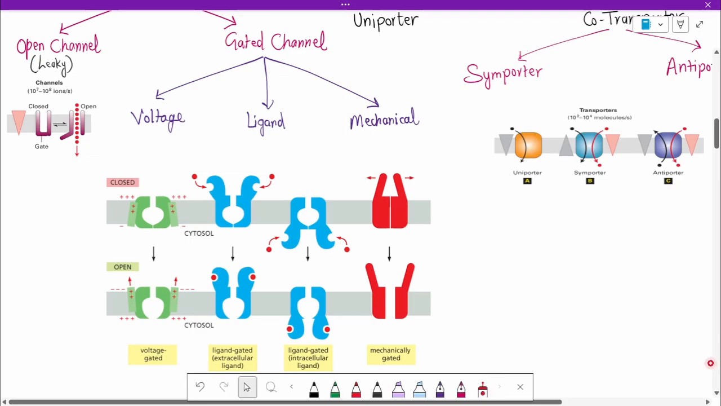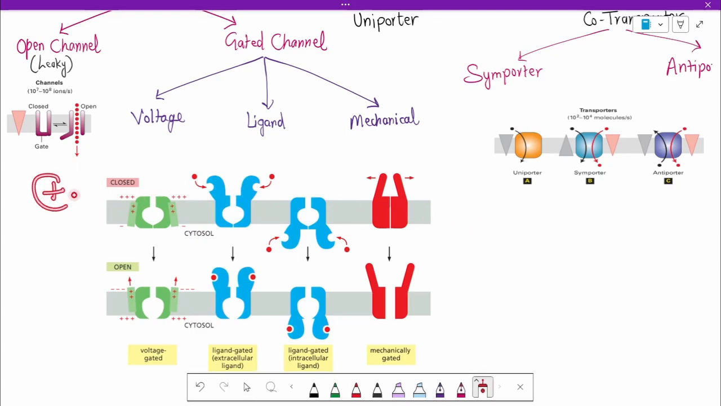In case of voltage gated channels, it is the voltage or potential difference across the plasma membrane which determines whether this channel is open or closed. For example, on the exoplasmic face, if we have a positive potential difference, then this channel is closed, and if we have negative potential on the outside and positive on the inside, for example positive 20 millivolts inside and negative 40 millivolts outside, this channel opens, and in such conditions this channel can transport various ions.